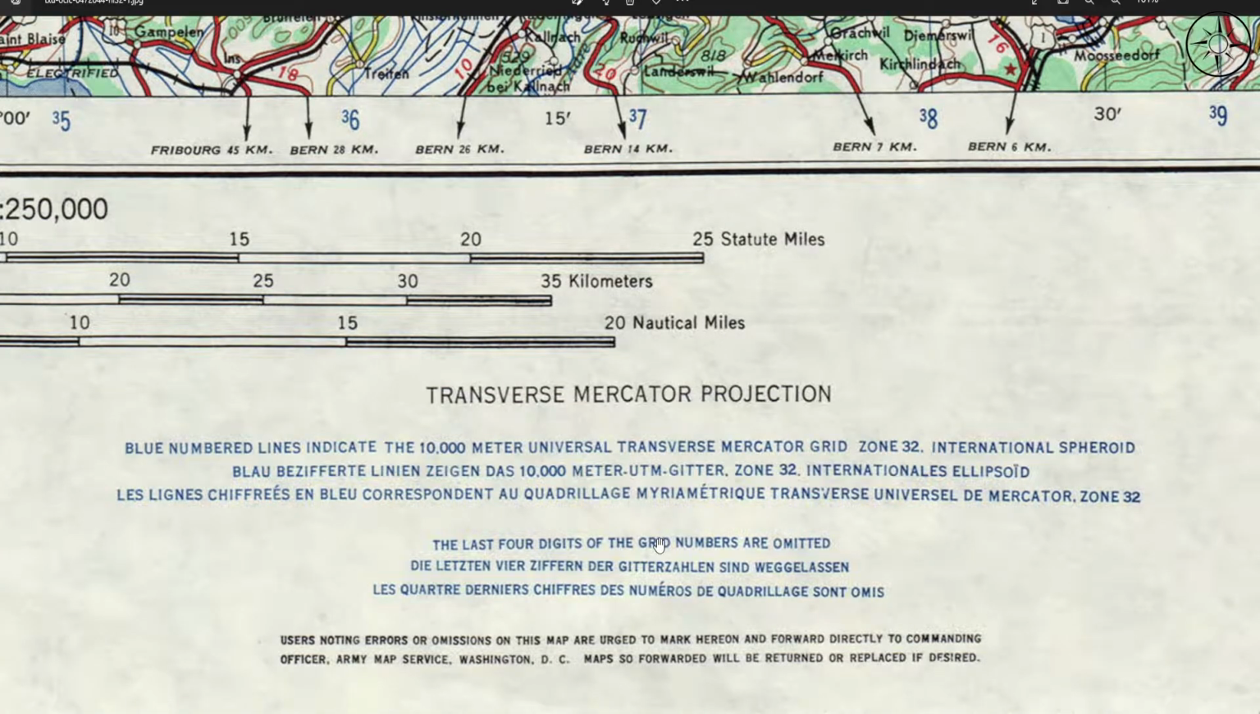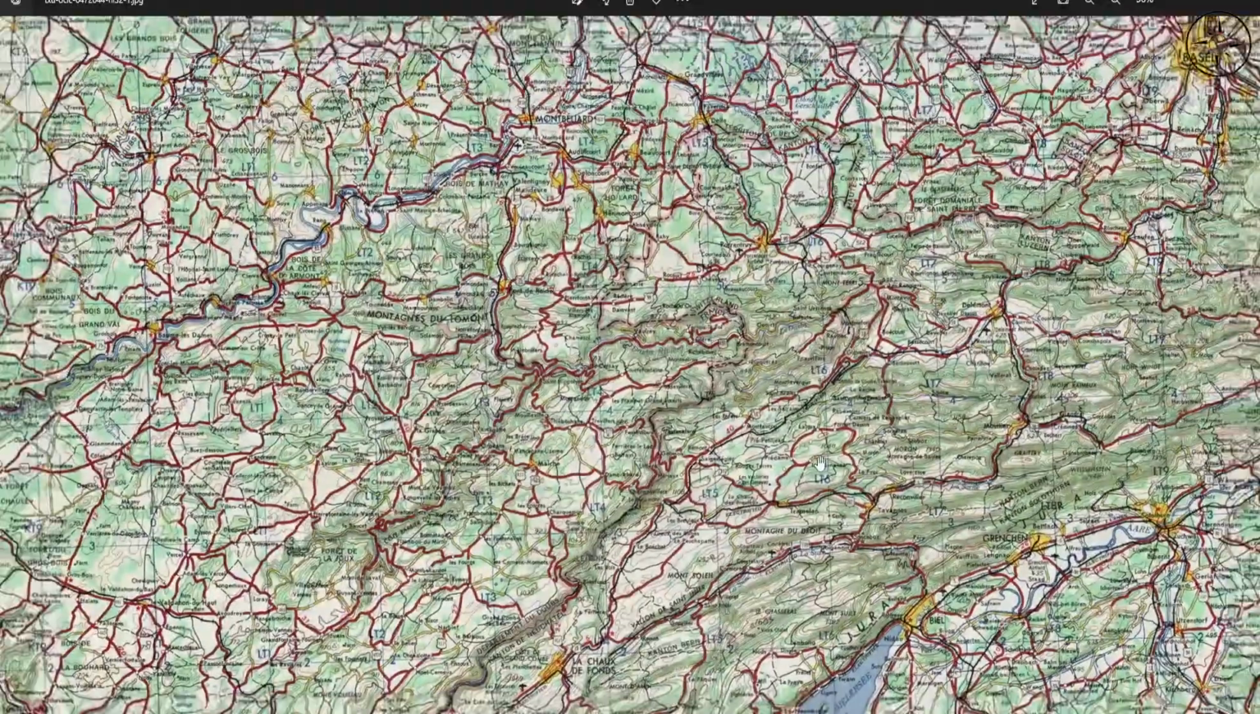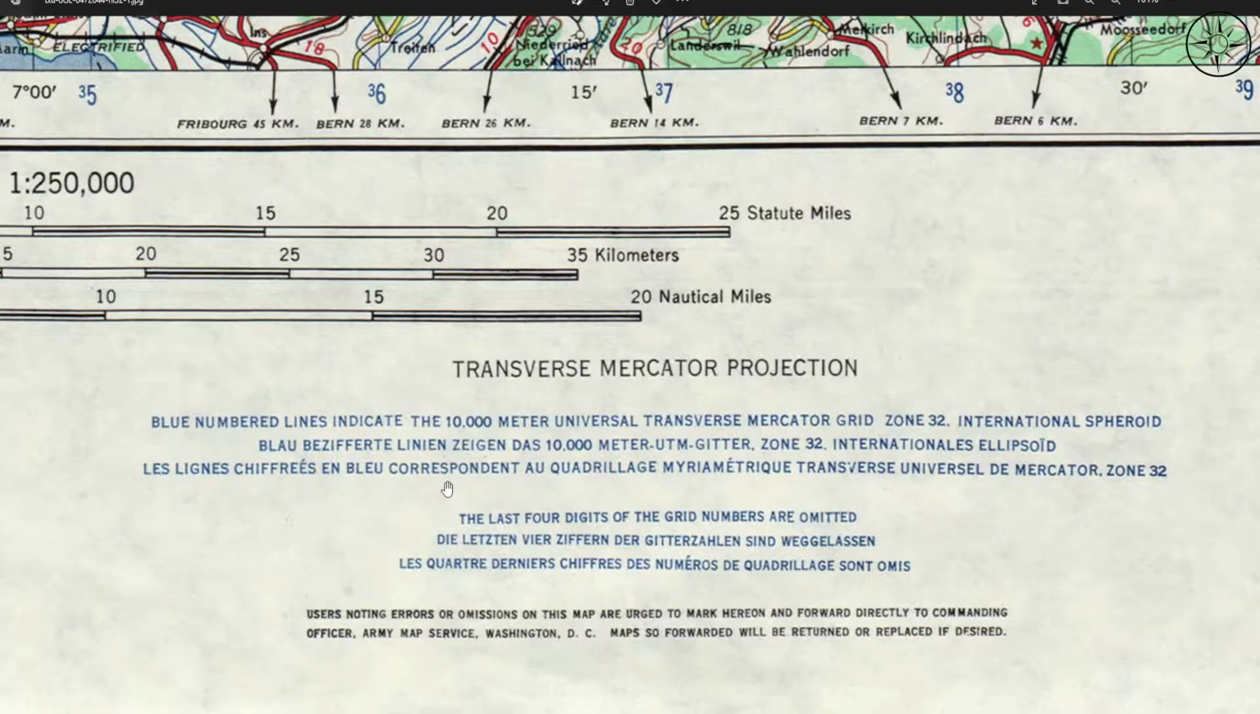For example, for this topographic map, which I downloaded from the US Army Open Maps, if you want to download this kind of high resolution topographic maps, you can watch my video on how to download a free topographic map using only Google Earth Pro. So here we can see that our topographic map is projected under the Universal Transverse Mercator Grid, Zone 32. So we'll use this information in ArcMap.